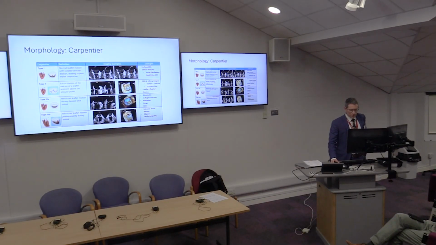Type 1 does also cover endocarditis, because the leaflet motion is normal, but you've got a hole in the leaflet from endocarditis. But generally speaking, type 1 for me, I think of annular dilatation.